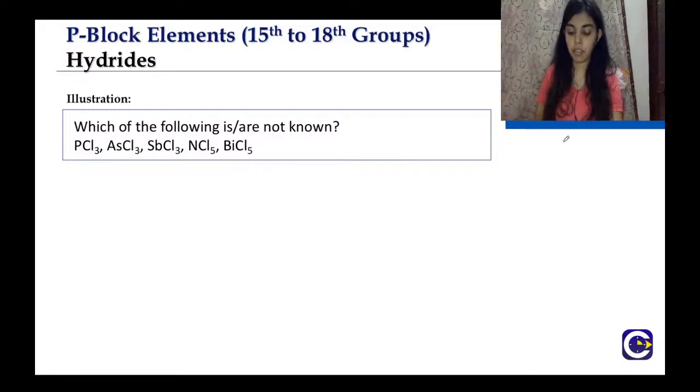Anyone with the answer for this particular question? Okay, Shivranjani is saying NCl5. What about others?